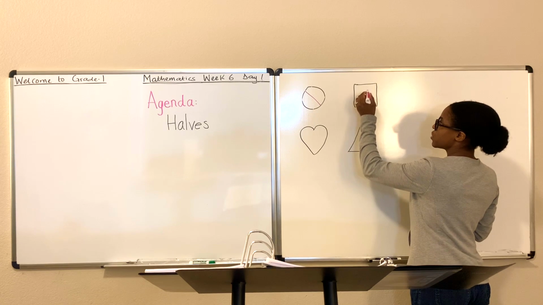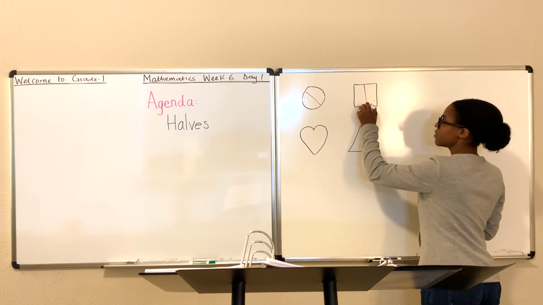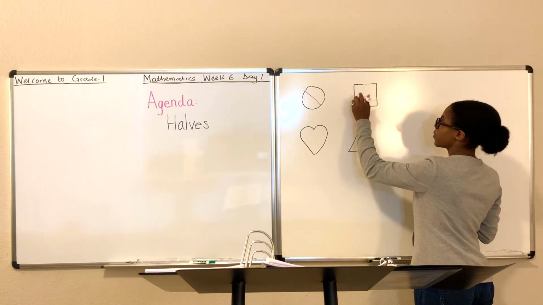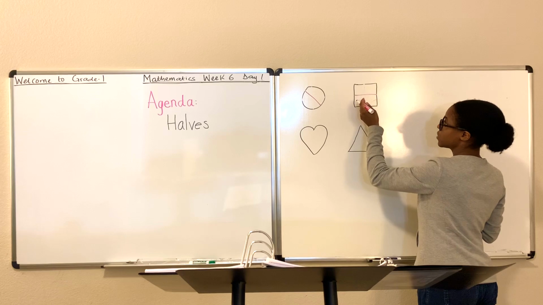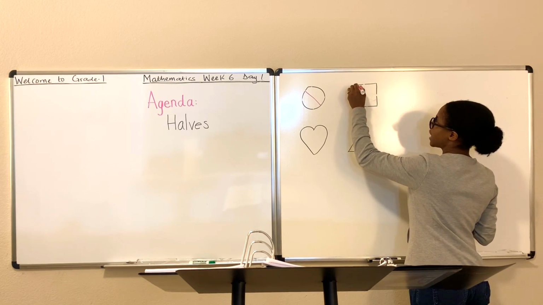You can do the same thing with your square. If you want to make this a half, you just go up to down. That's one way to do it. You can also do not only vertical, but you could do horizontal. And if you want it to be even more clever, you could do a diagonal.